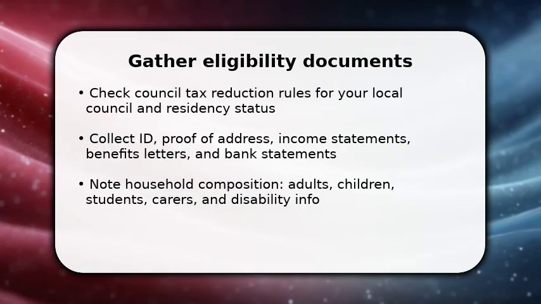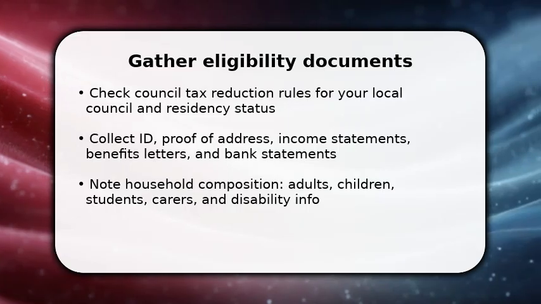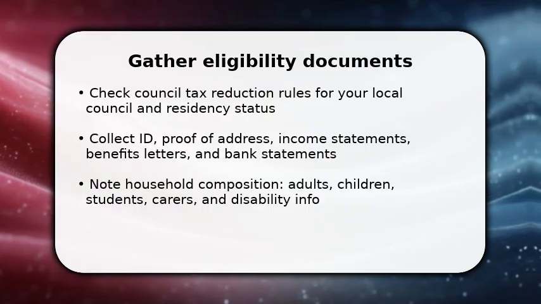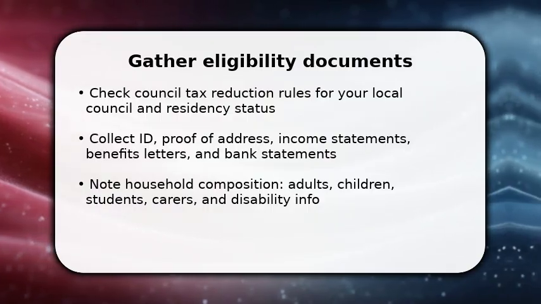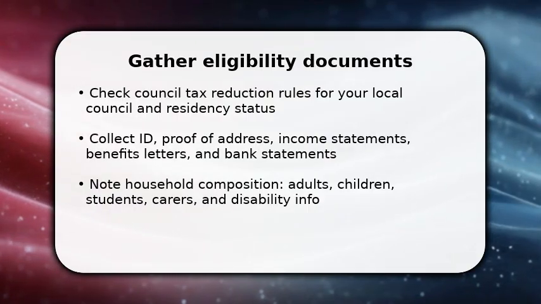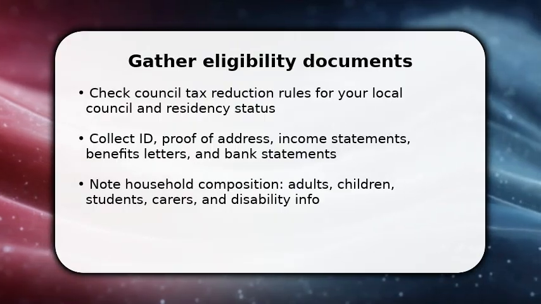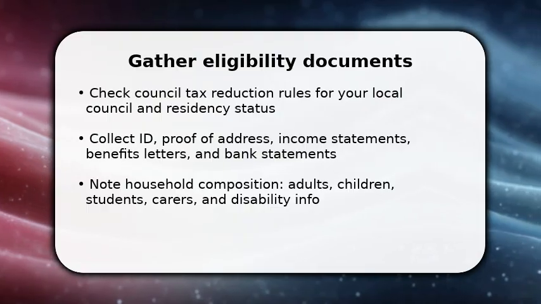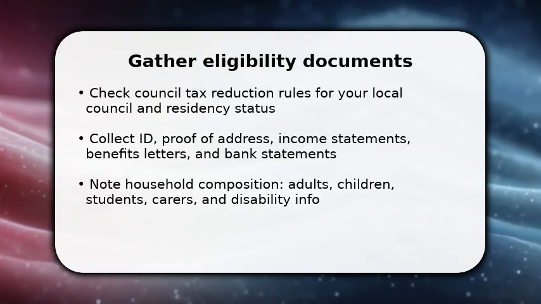You start by confirming you meet your council's eligibility criteria and gathering documents now. Find your council name on a bill or letter, then get ID, proof of address, recent payslips, benefit award letters, and bank statements ready. Also list everyone who lives with you and their statuses. Students or carers change calculations.